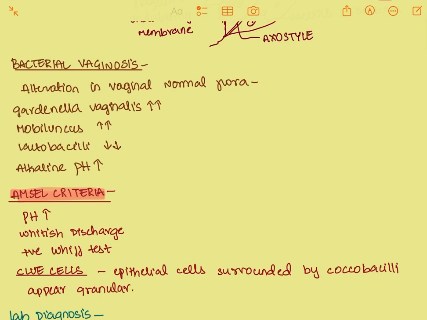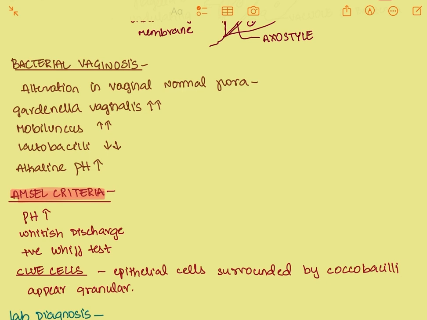In bacterial vaginosis, you cannot see any invasion by a new organism, so you cannot see any infection. The only thing you have to remember here is that the normal vaginal flora is altered. Gardnerella vaginalis, Mobiluncus, and lactobacilli are organisms normally present in the vaginal flora, but their ratio is altered. Gardnerella and Mobiluncus increase in number, and lactobacilli decrease in number. When the lactobacilli decrease, the acidity also decreases, so the pH moves towards the alkaline side.